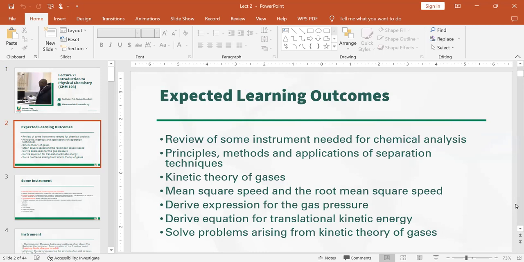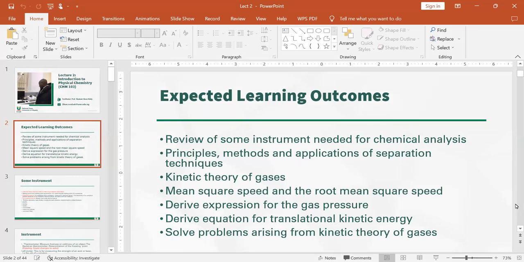We're going to look at principles, methods, and applications of separation techniques. We'll look at the different principles. For instance, when you are carrying out separation, you find out that the different components of the mixture must have different boiling points. So we'll look at those principles. And when we finish this, we will be able to look at the kinetic theory of gases. We'll look at parameters such as mean square speed and the root mean square speed.